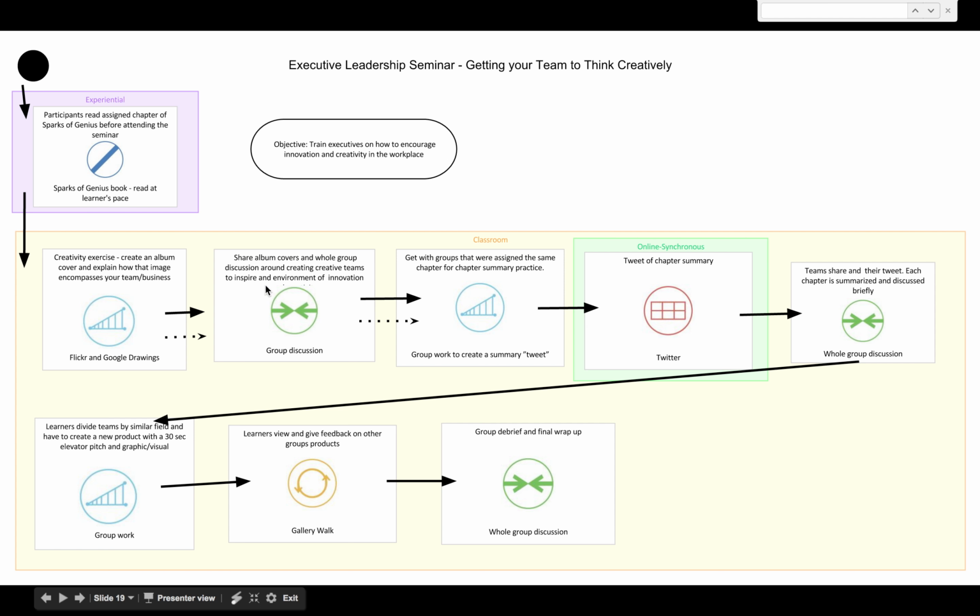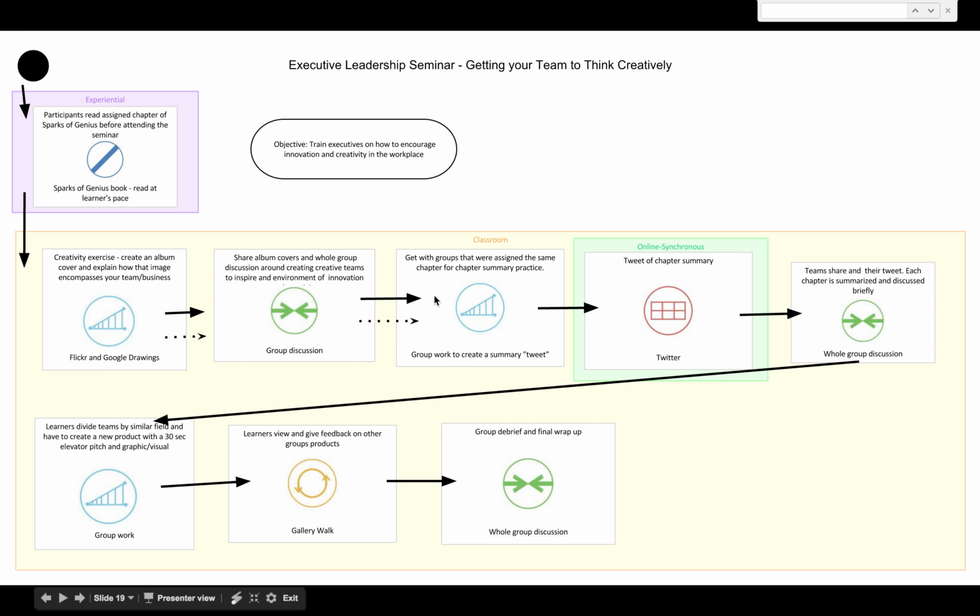The group discussion starts with sharing the album covers as an introduction, and it could also be a good icebreaker because it might get a little silly since the pictures were randomized. They share the album covers and have a whole group discussion around creating creative teams to inspire an environment of innovation. So the method would be group discussion.